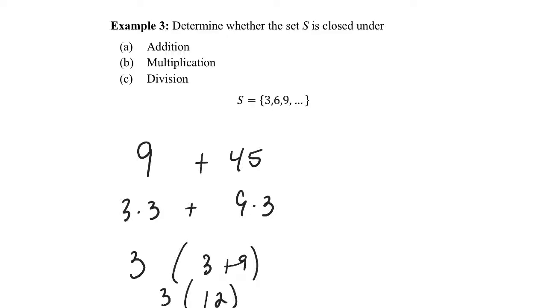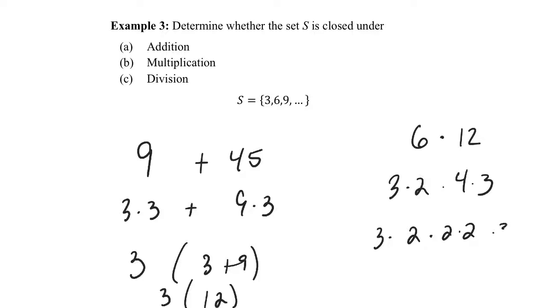You're right. Can we prove that real quick to show? Sure. Pick any two numbers again. Let's try 6 times 12. How do I know that the answer is going to be a multiple of 3? We'll just factor it again. This is 3 times 2. This is 4 times 3. So it's really 3 times 2 times 2 times 2 times 3.